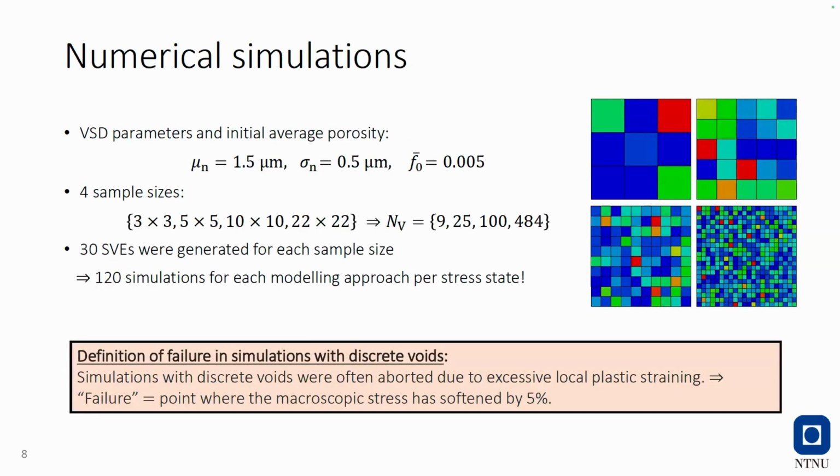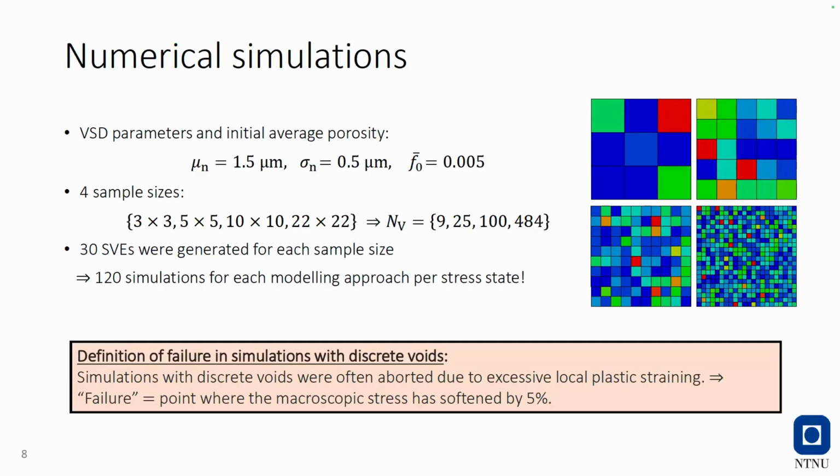Okay, so the void size distribution parameters and the average porosity we used are listed up there. We looked at 4 different sample sizes, 3 by 3, 5 by 5, 10 by 10, and 22 by 22. So the last one is actually the number of voids you need in 3D. If you have 22 by 22 by 22, you get around 10,000 voids. And that is roughly the number you need to get a statistically representative draw from the size distribution.